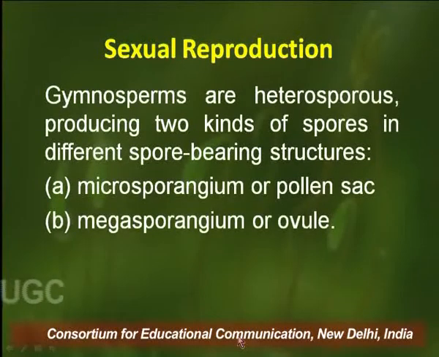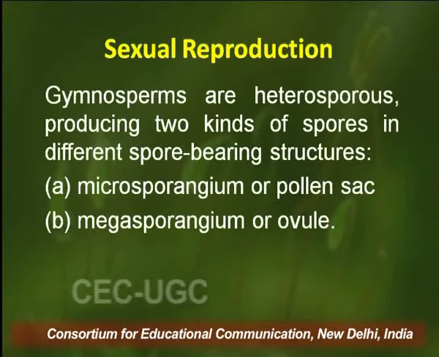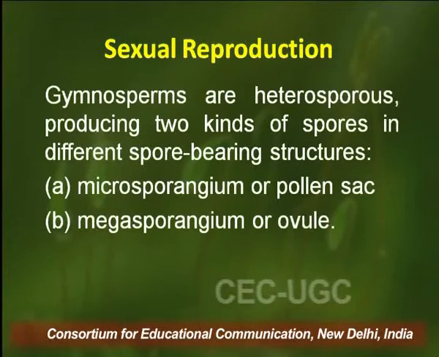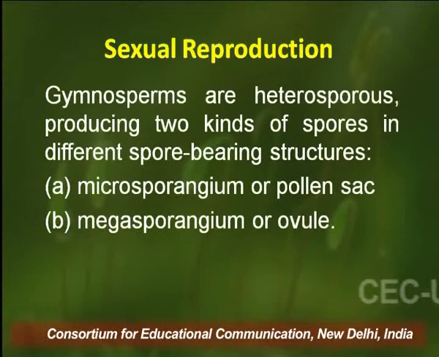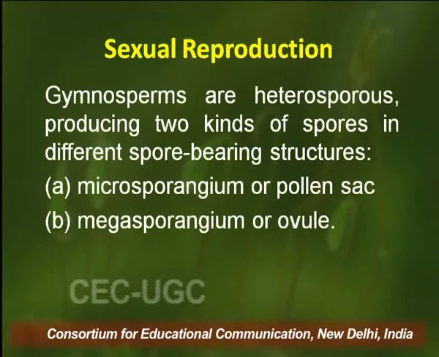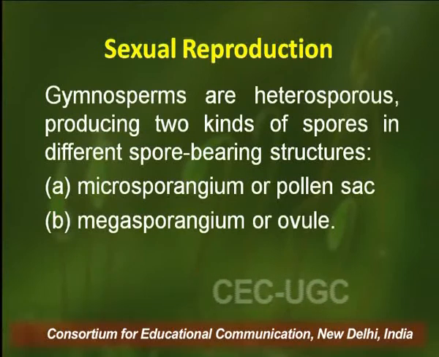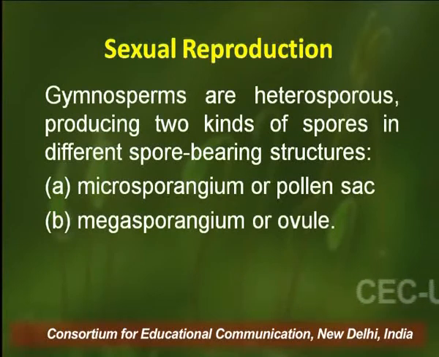Now, in general, gymnosperms are heterosporous. That means they produce two kinds of spores, and these two kinds of spores are produced in two different spore-bearing structures. The spore-bearing structure which contains the smaller size spores is called the microsporangium or the pollen sac, whereas the larger spores are contained within the megasporangium, also termed as ovules.